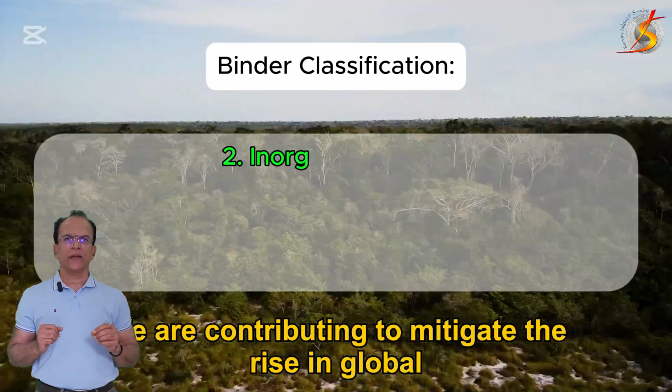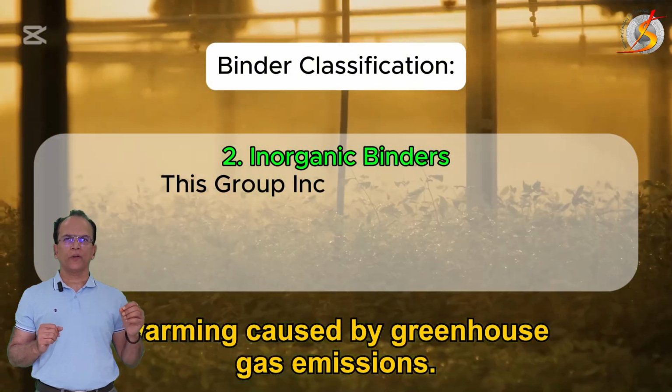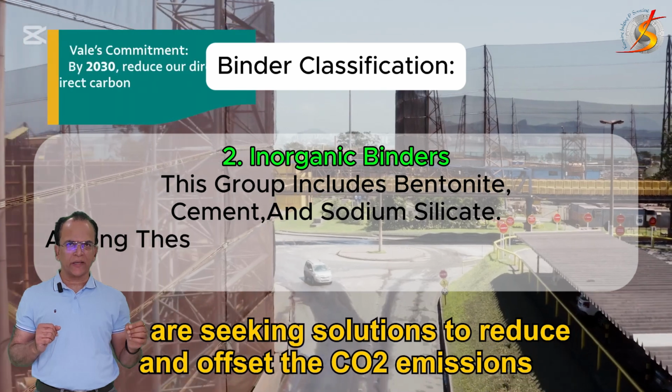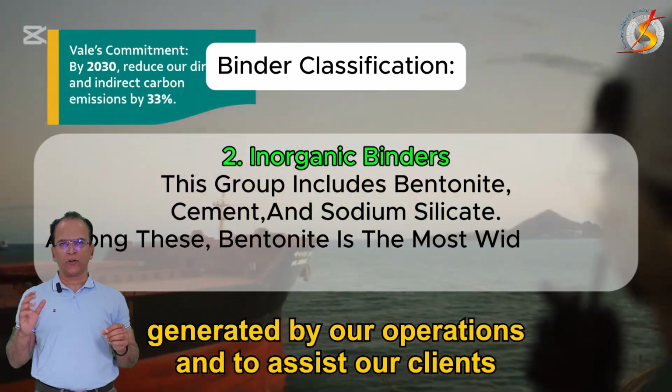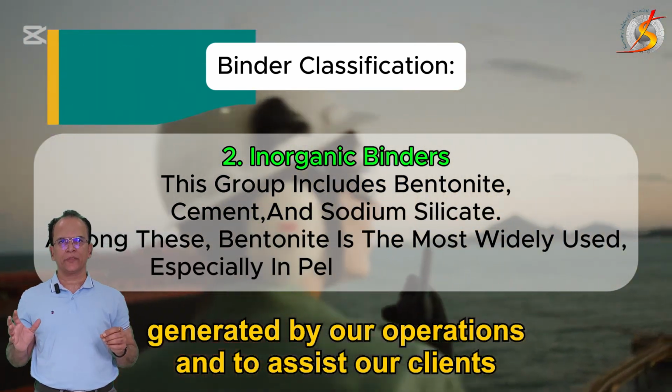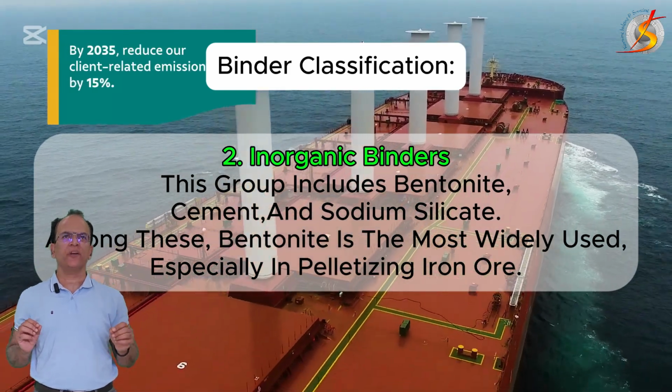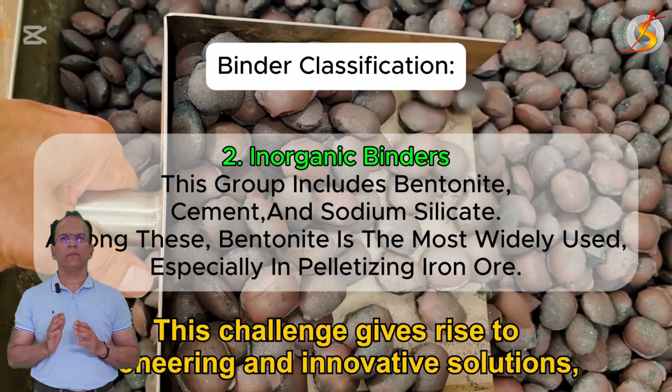Second is the inorganic binder. This group includes bentonite, cement, sodium silicate. Among these, bentonite we have heard many times. Bentonite is the most widely used, especially in pelletizing iron ore.